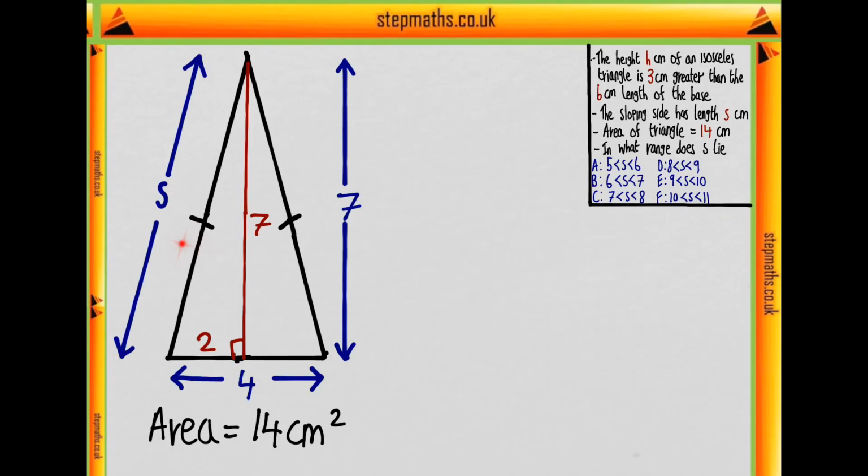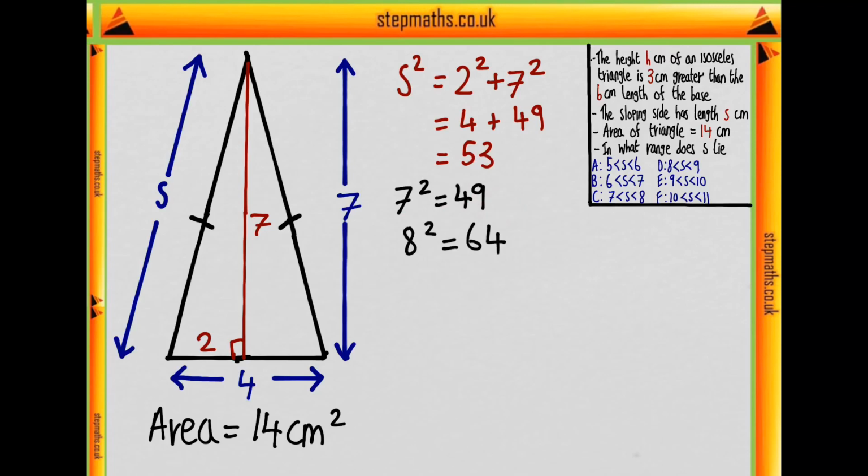So by Pythagoras, s squared is equal to 7 squared plus 2 squared. And we can work these out, so 2 squared is 4, 7 squared is 49, and add those together, we get 53. But remember, we don't actually have to work out exactly what s is, we're asked in what range does s lie. So, recall that 7 squared is 49, and 8 squared is 64. And from this, because 53 is clearly between 49 and 64, then s must be between 7 and 8. And so we know our answer is C, as required.